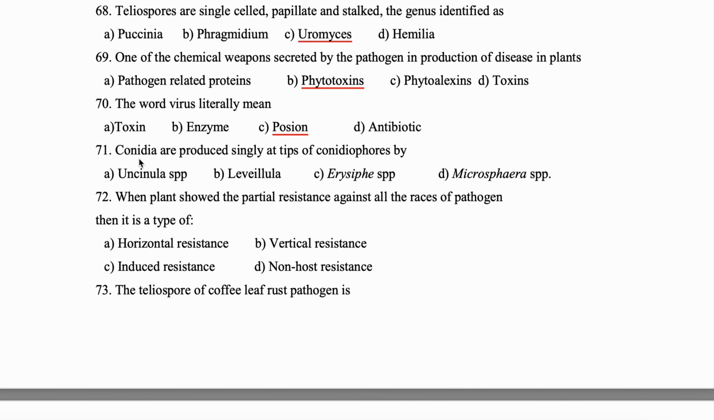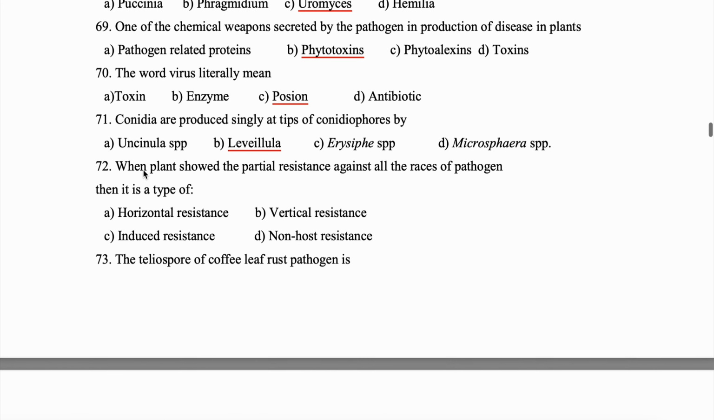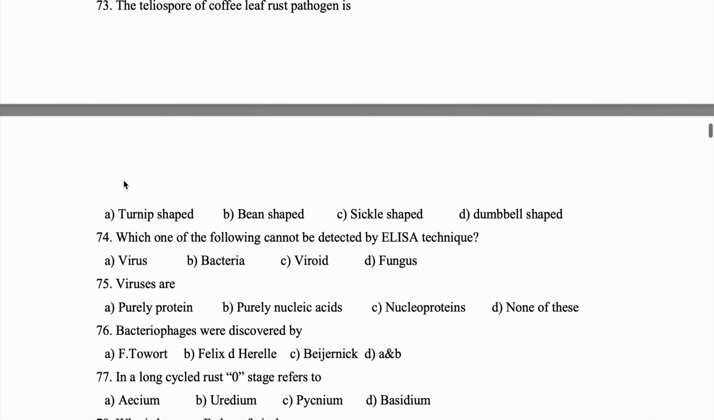Question 71. Conidia are produced singly at tips of conidiophores by Alternaria. Next, 72. When a plant showed partial resistance against all the races of a pathogen, then it is which type of resistance? Horizontal resistance. Next, the teliospore of coffee rust pathogen looks turnip shaped.